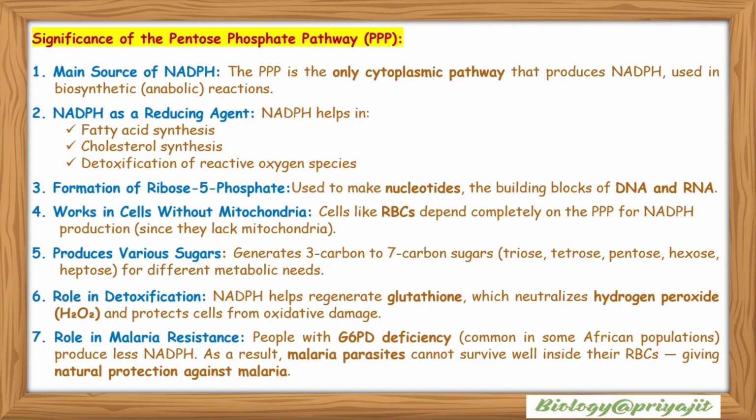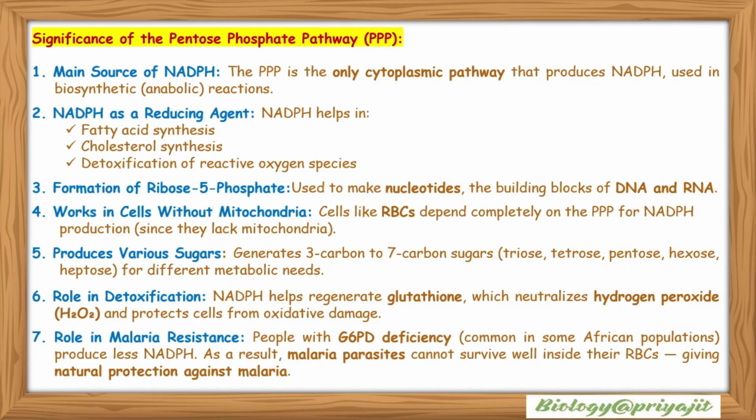Main source of NADPH: the pentose phosphate pathway is the only cytoplasmic pathway that produces NADPH used in biosynthetic or anabolic reactions. NADPH as a reducing agent helps in fatty acid synthesis, cholesterol synthesis, and detoxification of reactive oxygen species. Formation of ribose 5-phosphate: it is used to make nucleotides, the building blocks of DNA and RNA.